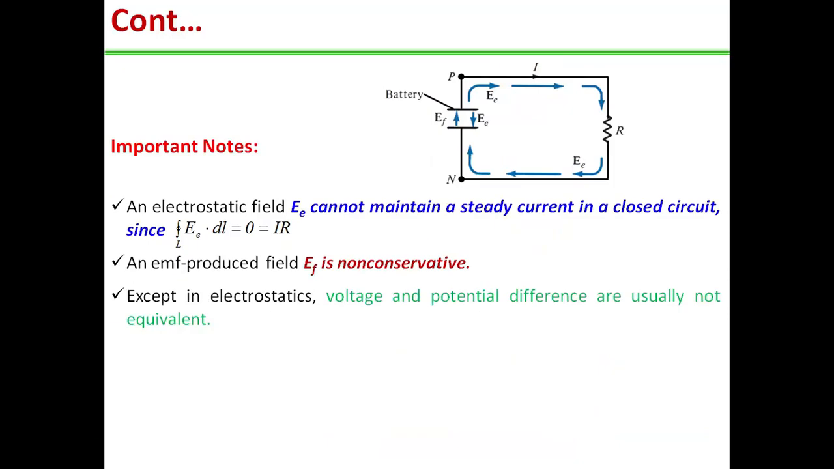Therefore, it is important to note the following facts about Faraday's law. An electrostatic field, that is E_e, cannot maintain a steady current in a closed circuit. Therefore, we will have the closed integral of E_e dot dl is equal to 0. And again, one important fact is that an EMF produced field E_f is not conservative. That is, the field due to the electrochemical action of the battery is non-conservative. And again, except in electrostatics, voltage and potential difference are usually not equivalent.